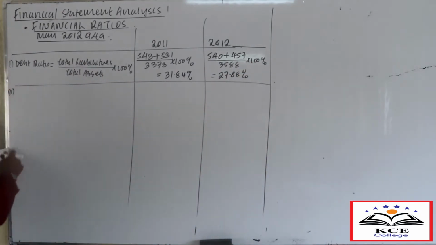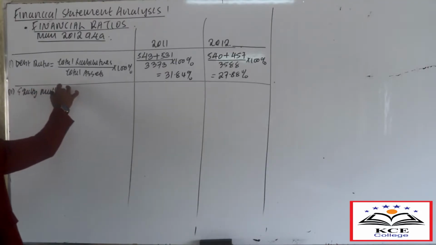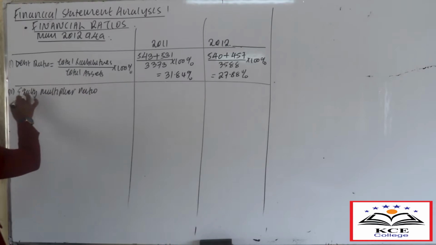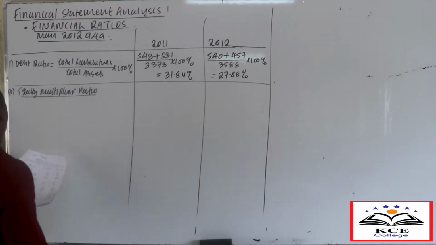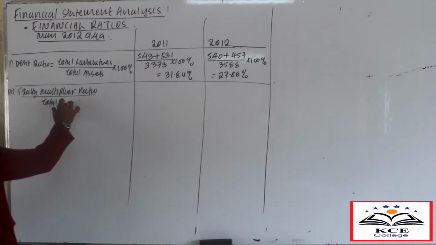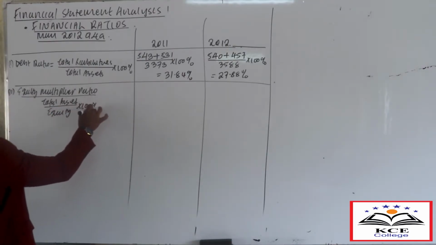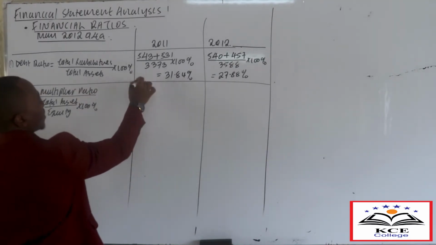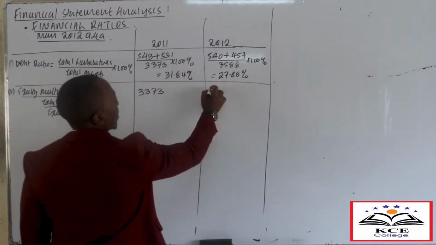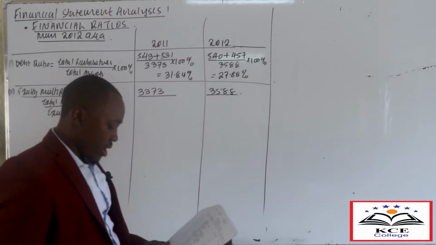Number two, we have to compute the equity multiplier ratio. We have said that the equity multiplier ratio shows the relationship existing between the total assets and the equity. And how do we get the equity multiplier ratio? So that is the total asset, you divide by the equity, and then you multiply by 100%. So in 2011, how much is the total asset? The total asset is the same as this, 3373. Here we had 3588. Then you divide by the equity.